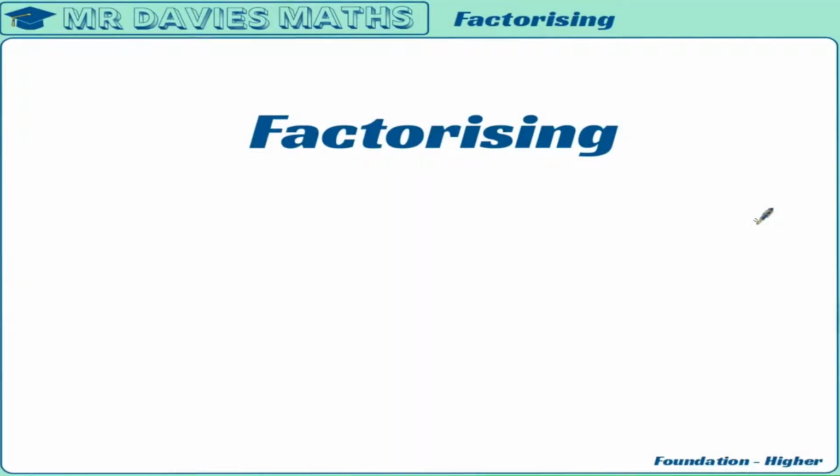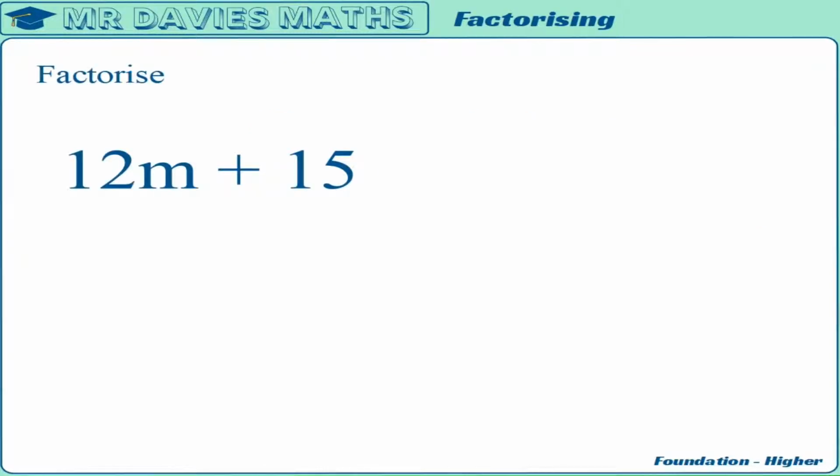Hi, in this video we're going to look at factorising. Here we go. So here is a typical factorising question, and we're going to try and find some factors that both of these parts have. Right, so I'm looking at the numbers first. This one's got a 12 and this one's got a 15. So the quickest way usually is to find a factor between those two.